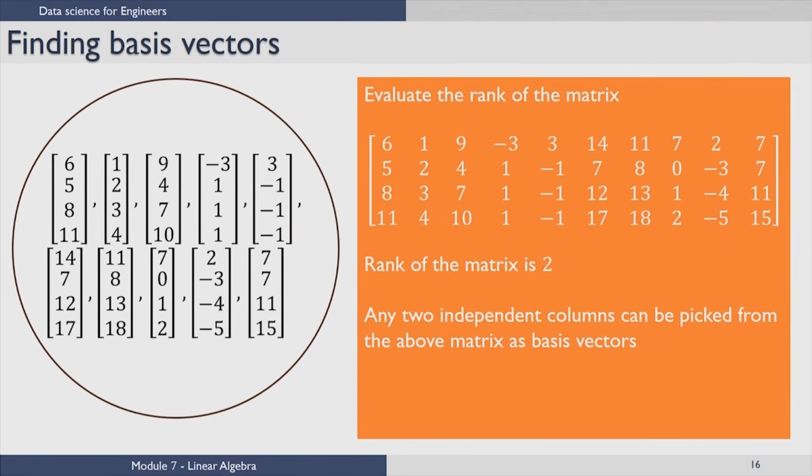So, when we go ahead and try to find the rank of this matrix, the rank of the matrix will turn out to be 2, and it will turn out to be 2 because of the way we have generated this data.